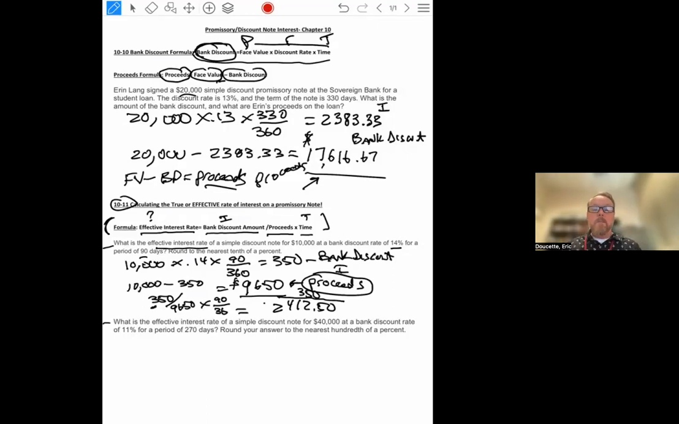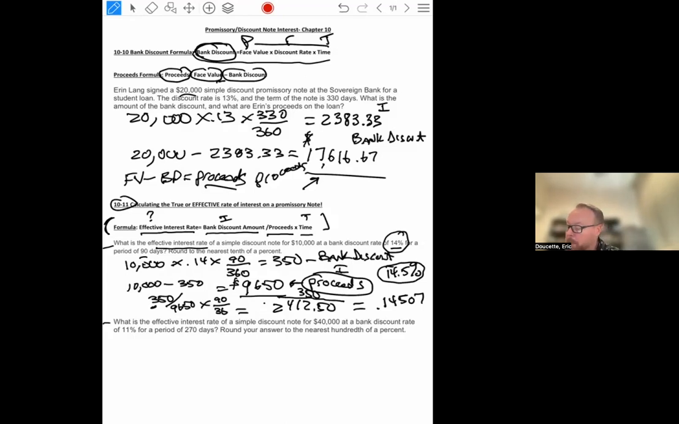So let me do the math. 350 divided by 2,412.50 equals 0.14507. So if I make that a percentage, it's going to be 14.5%. So how much did they say I was going to be paying? 14. But how much did I actually pay? 14.5. So that's what we call the effective or true interest rate.